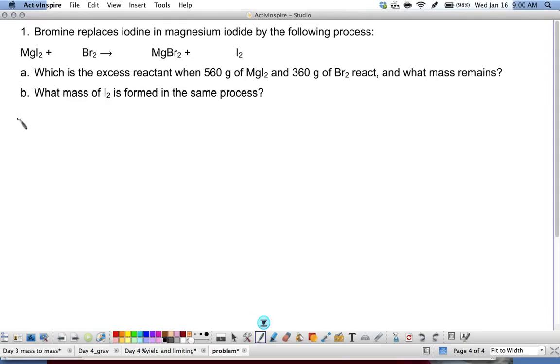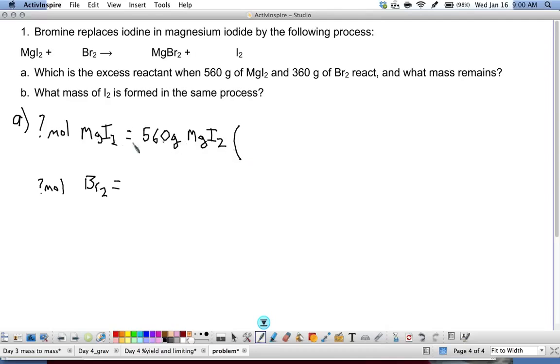So what we really need to know is how many moles of magnesium iodide I have and how many moles of bromine that I have. Okay, so we'll start with the magnesium iodide. I have 560 grams magnesium iodide.